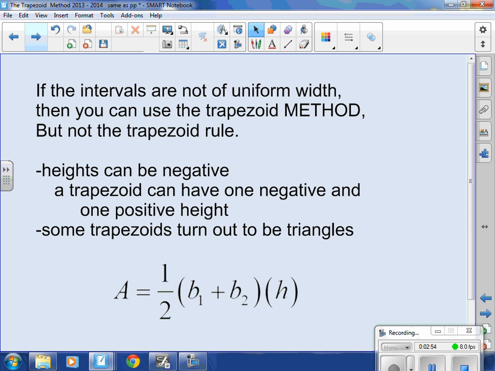Most importantly, though, sometimes your trapezoids turn out to be triangles. One of the bases has a length of 0, and so you have to treat that like that, and you end up with 1/2 base times height. So when you're using the trapezoid method, you might end up with a trapezoid that doesn't look like a traditional trapezoid. That doesn't really matter.